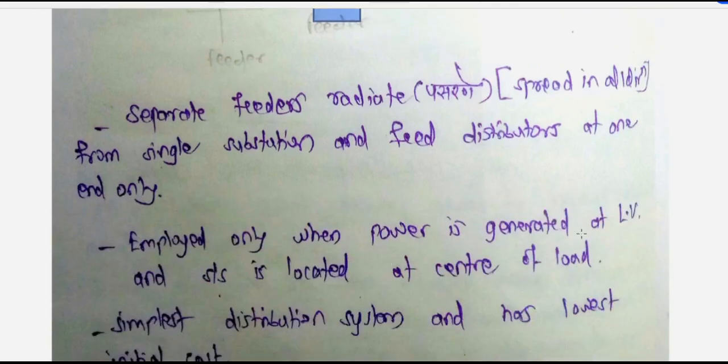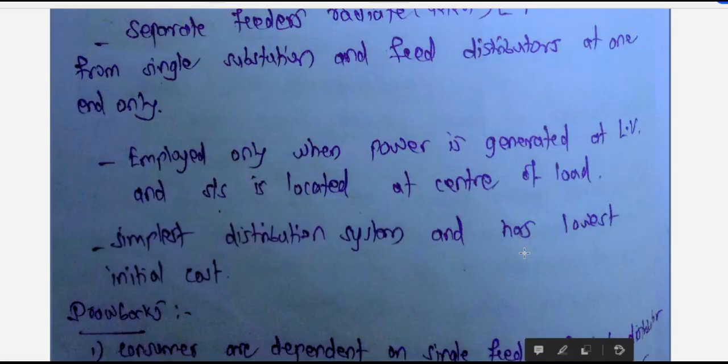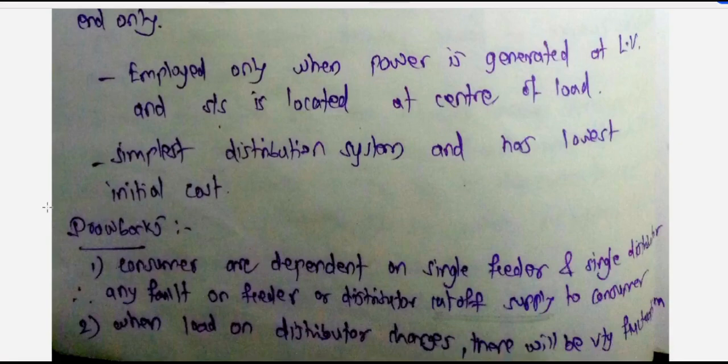It is employed only when power is generated at low voltage and the substation is located at the center of the load. It is the simplest distribution system and has the lowest initial cost. So you can consider this an advantage. Now every system has its own advantages and disadvantages. As drawbacks of the radial system, the consumers are dependent on a single feeder and a single distributor.